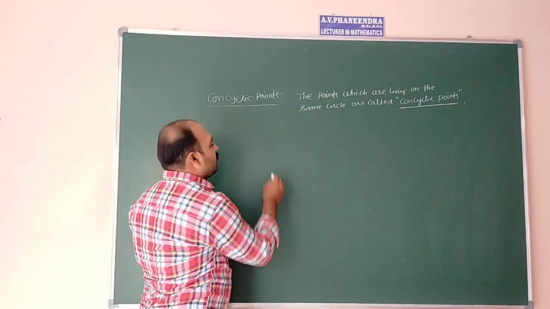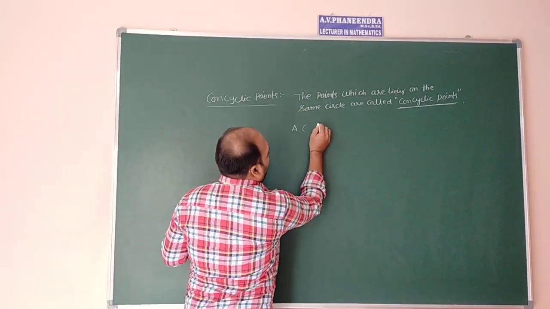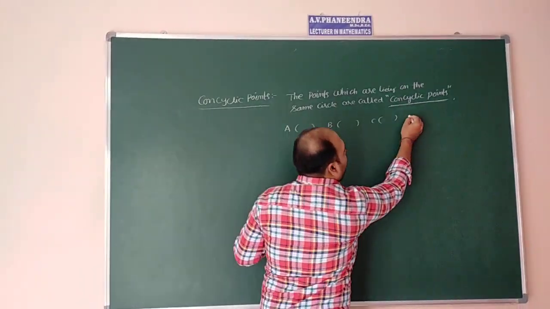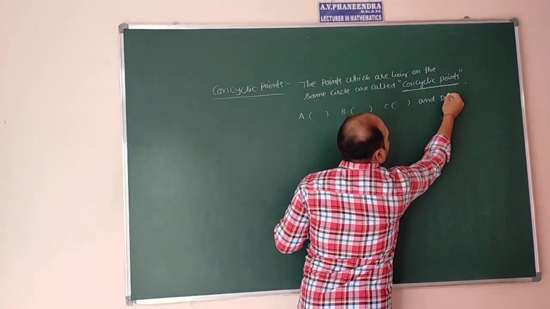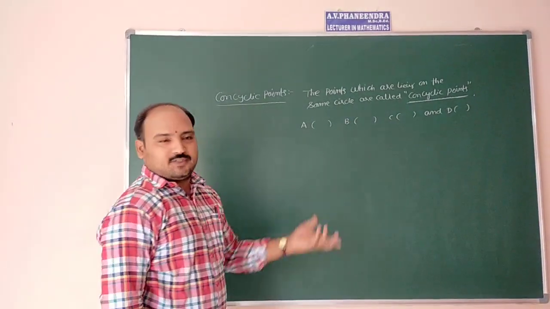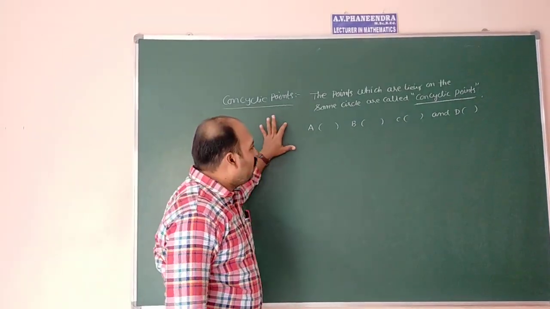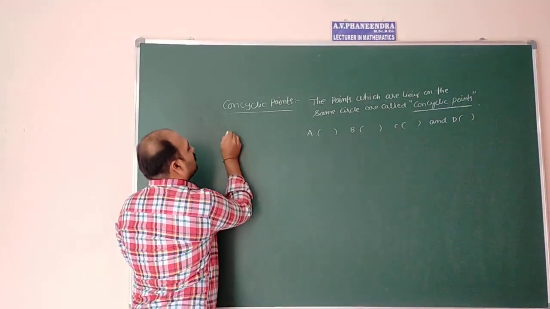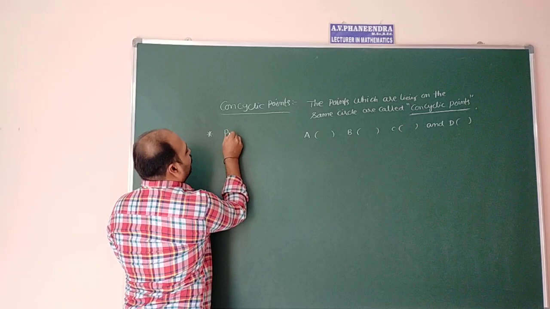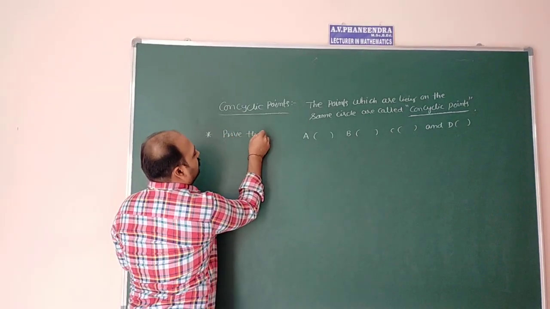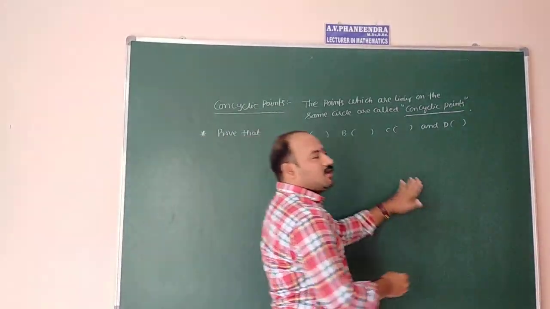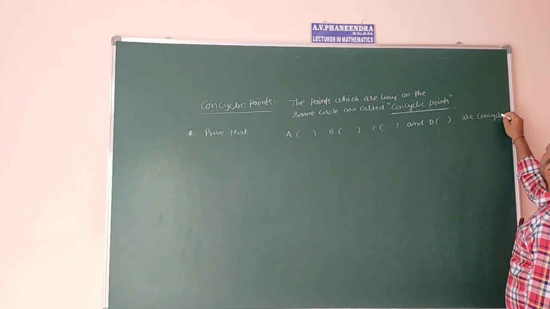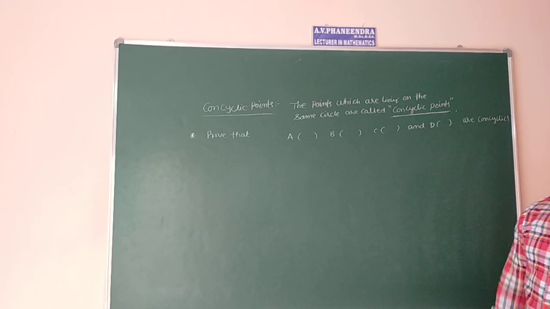Suppose they will give A point, B point, C point and D point. Some points they will give. You don't know what the points are. How to prove the given points are concyclic? They will ask the question in that way. Prove that the points are concyclic. Like this they will ask the question.